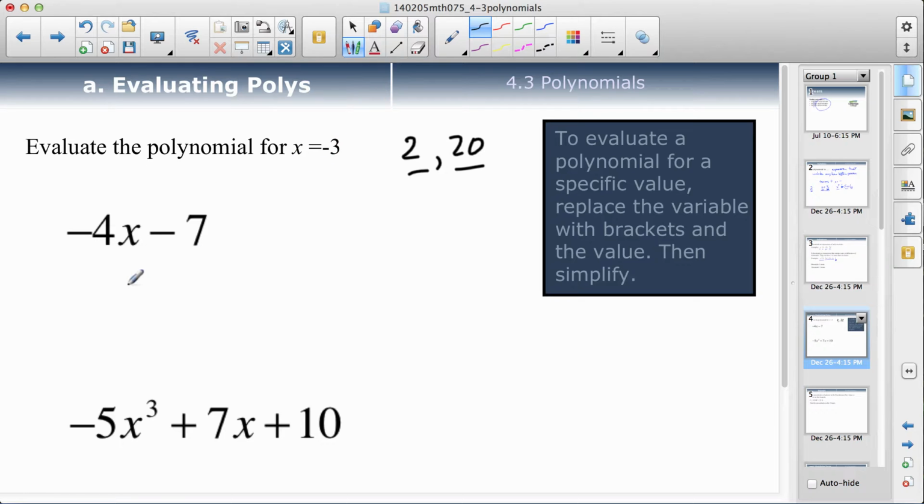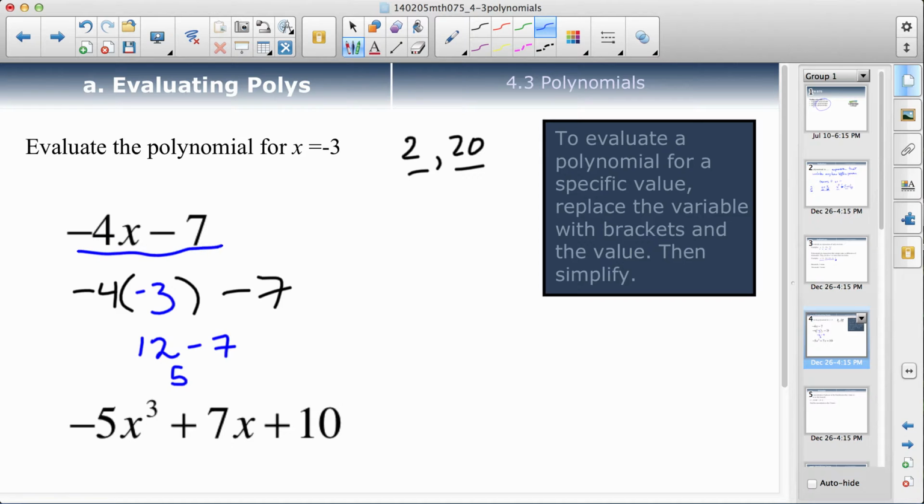Let's do the negative 3 though. When I'm doing this, I like to go negative 4, and wherever there's a variable, I put in a bracket. And then I'll substitute in what the variable is. And then I'll use order of operations to finish it off. So this is times between those. So negative 4 times negative 3 is a positive 12. Take away 7. In the end, the value of this polynomial here, when you plug in a negative 3, comes out to being equal to 5.